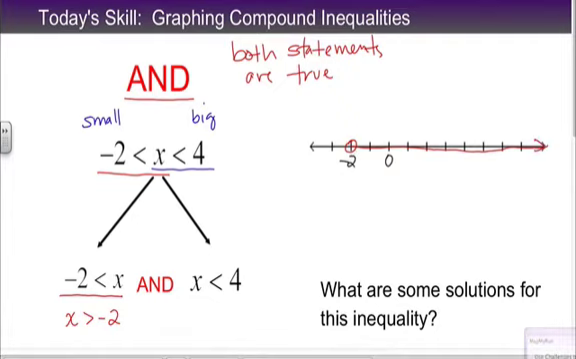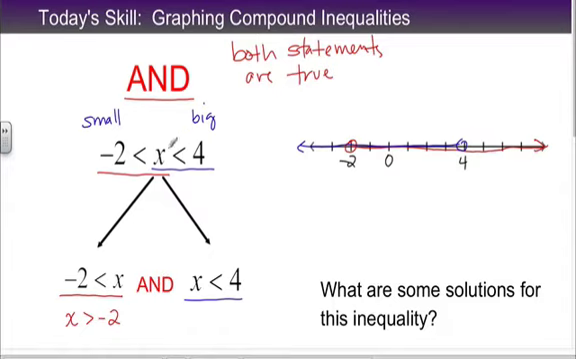Now if we look at that second inequality, we have x is less than 4. And we already have the x on the left, so that's pretty easy. We want all of the numbers that are smaller than 4. So going to my number line, 1, 2, 3, 4. 4 would be right here. And again, it's strictly less than, so that would be an open circle, and we would shade to the left. So those are the two graphs for these two different statements that we have.